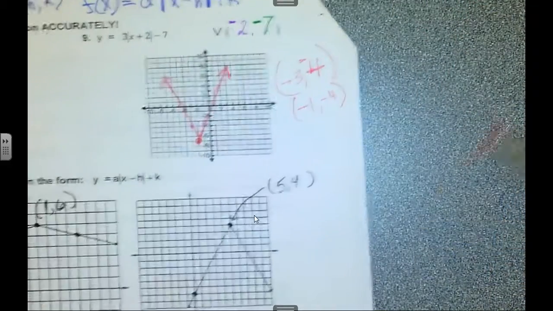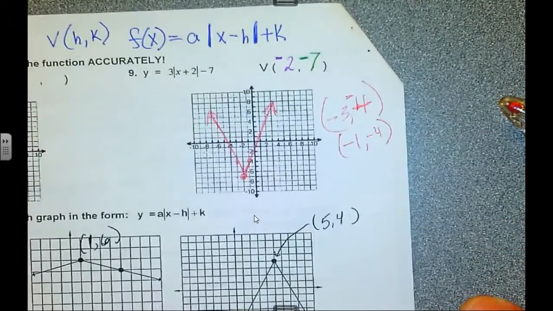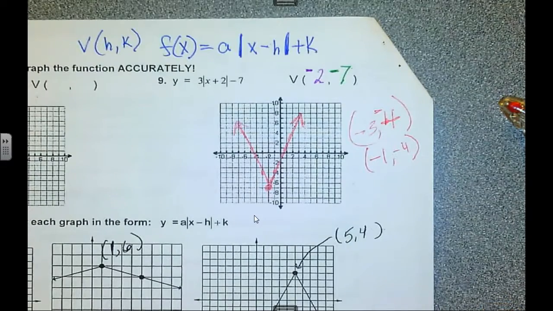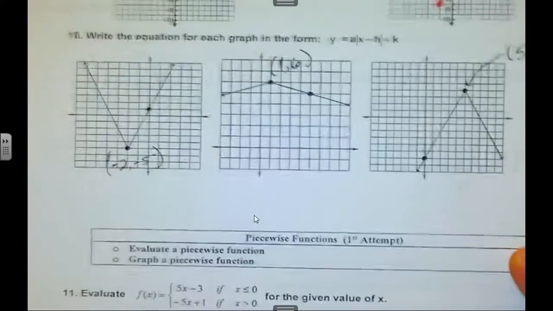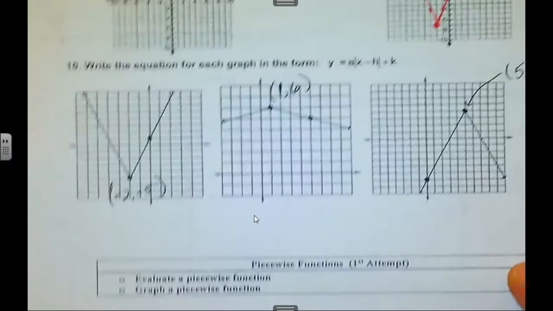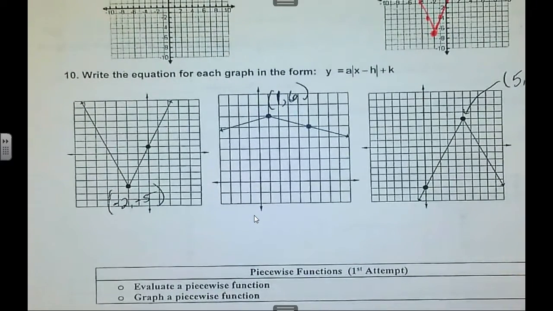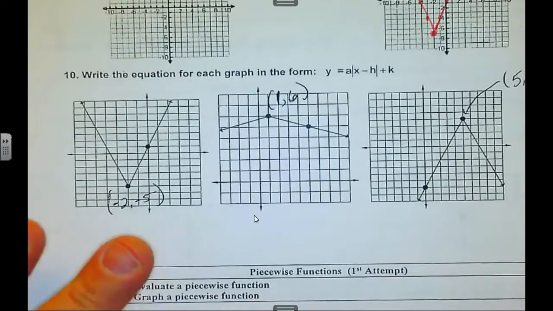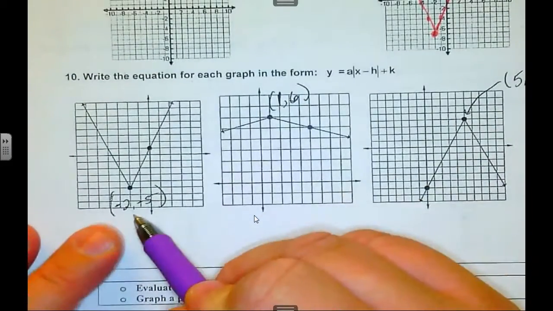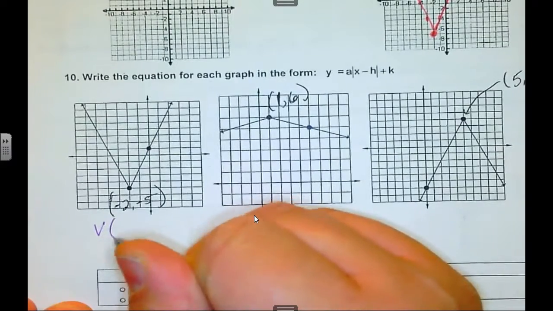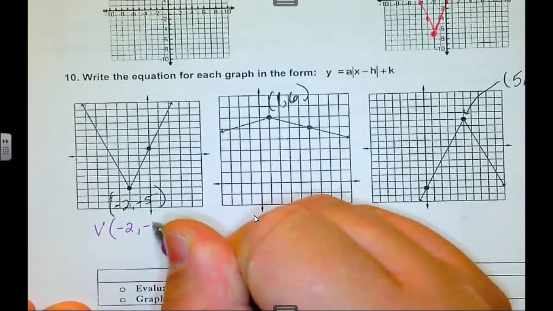All right. Questions? Any other questions? All right, then we have to write an equation. You guys did really well with this. You have to write an equation of an absolute value function. Okay. My vertex is -2, -5.